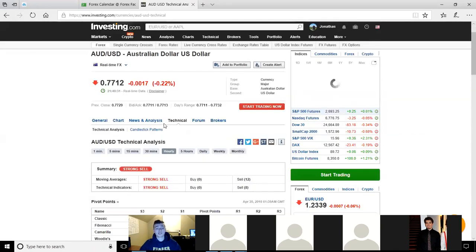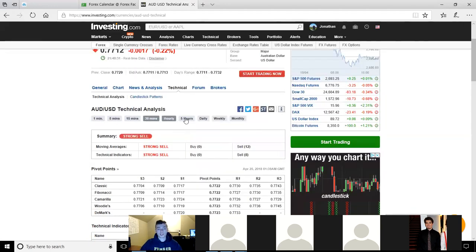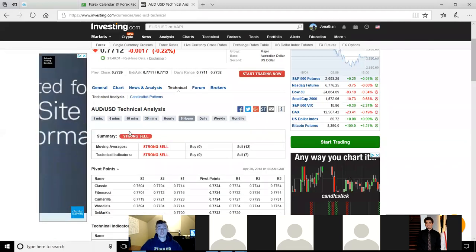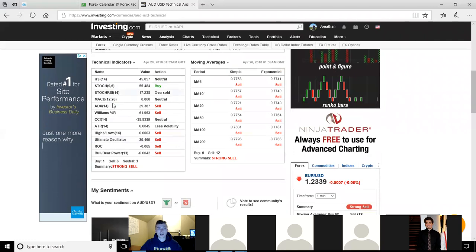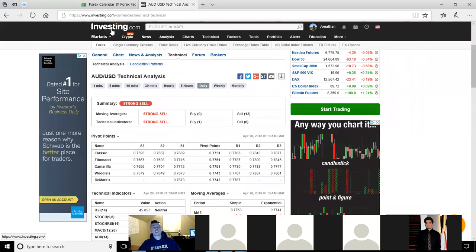On the technical analysis, I like this too, because if you wanted to click on a 5 hour chart, investing.com is saying that it's a strong sell. And you can go through the daily. It's going to give you all the levels for RSI, stochastics, MACD, moving averages and everything. So investing.com is very powerful. It also gives you news for crypto, and news for each country, kind of like Forex Factory does. So there's a lot of news that you can find on here.